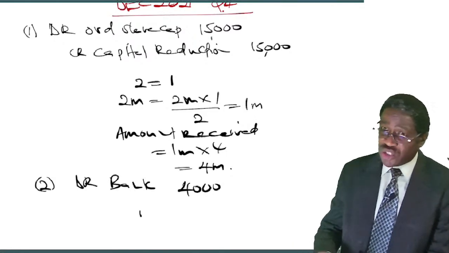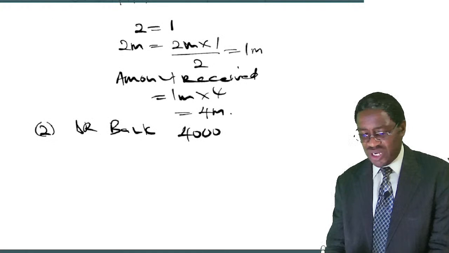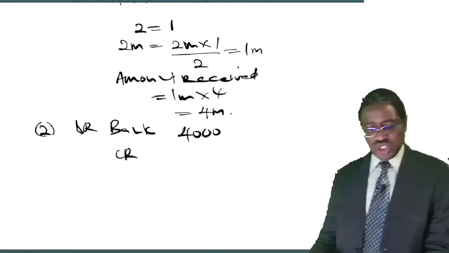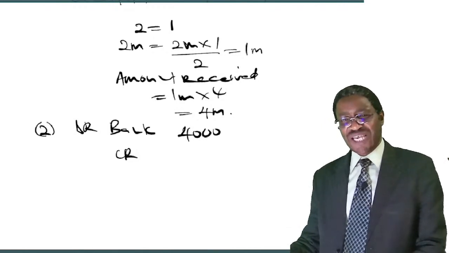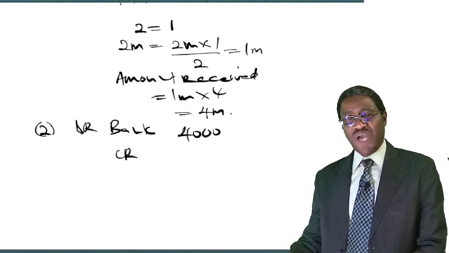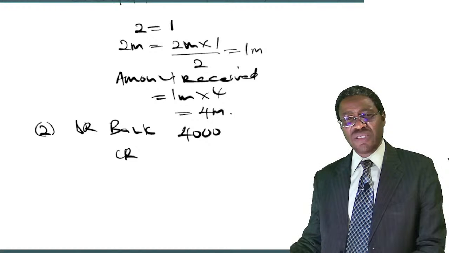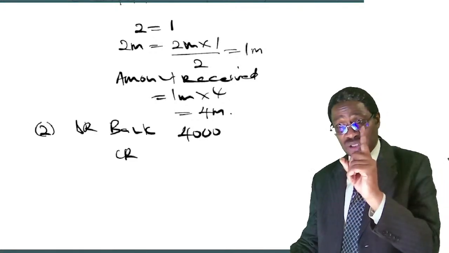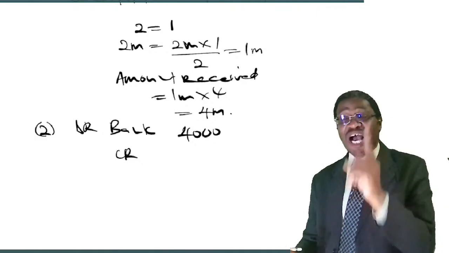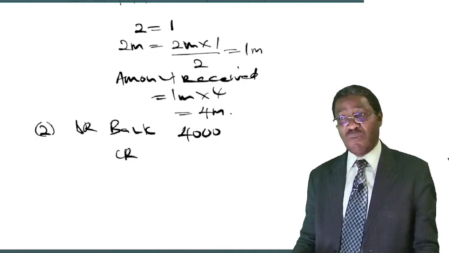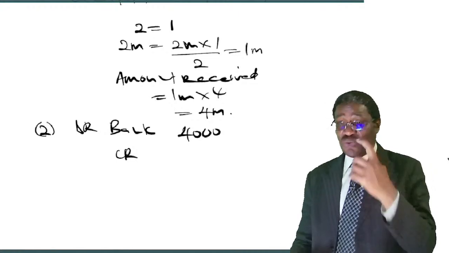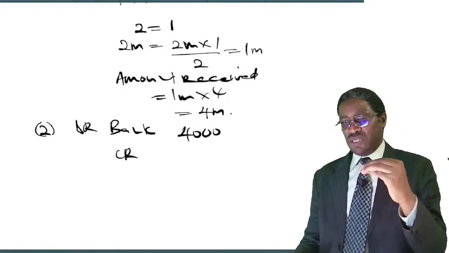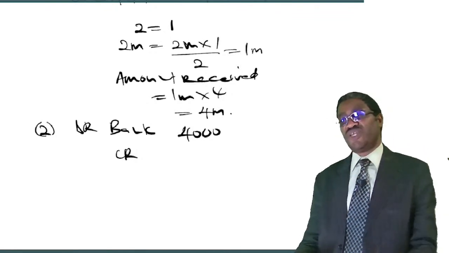Then my question to you is, we credit which account and by how much? I want you to chart and tell me which account are we crediting and by how much? Yes, we are receiving 4 million from the issue of these shares.